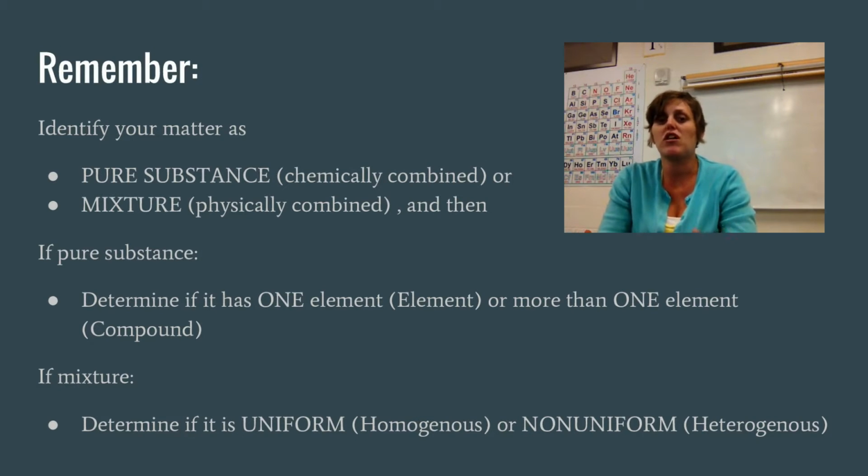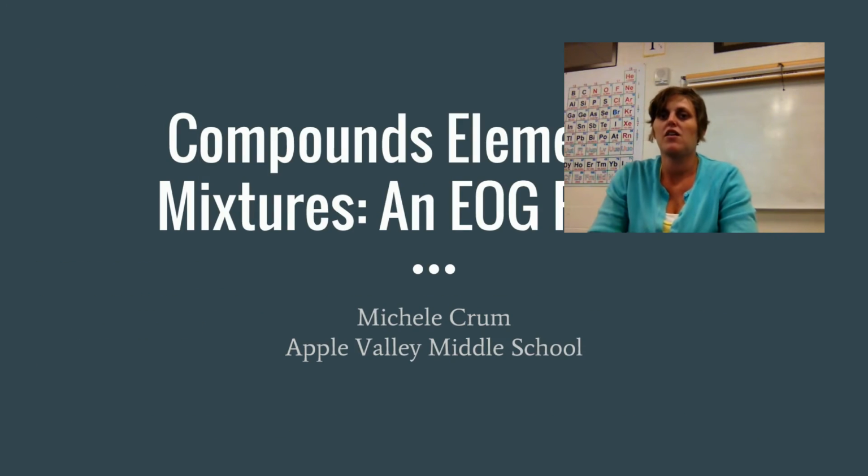If it's a mixture and it's uniform, the same all the way through, it's homogeneous. If it's non-uniform, like our density column here, or pizza, or salad, those are really common examples, non-uniform means heterogeneous. So again, this is a review of compounds, elements, and mixtures for the chemistry unit of 8th grade science.